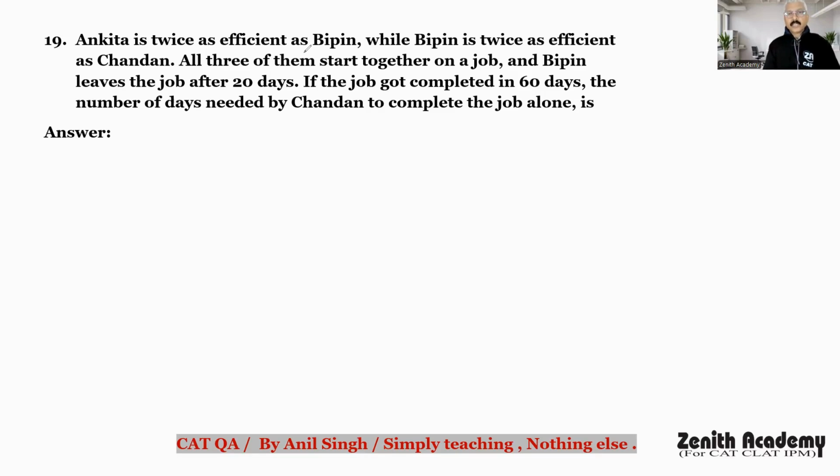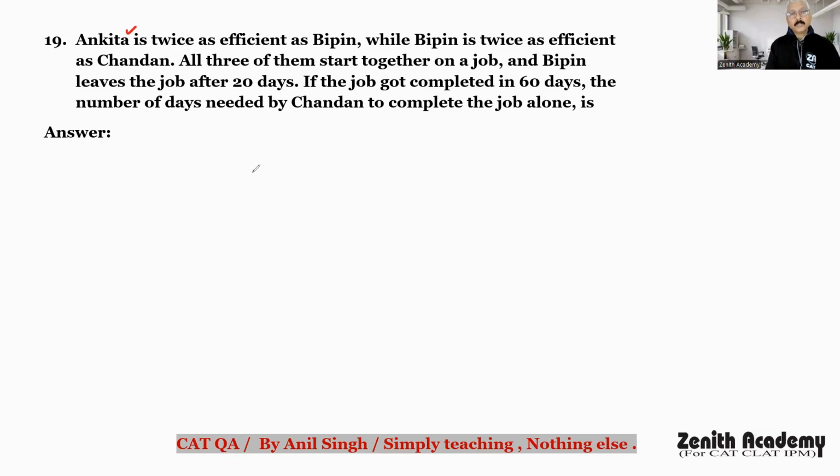Ankita is twice as efficient as Bipin, while Bipin is twice as efficient as Chandan. All three of them start together on a job, and Bipin leaves the job after 20 days. If the job got completed in 60 days, the number of days needed by Chandan to complete the job alone is?